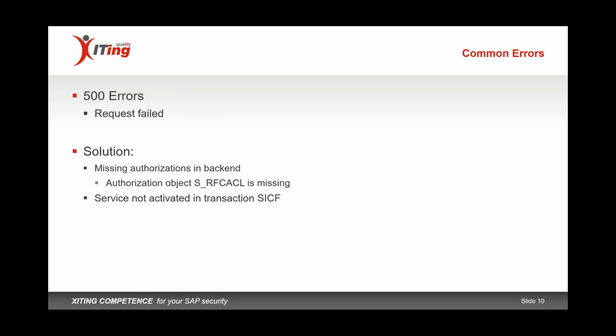Others that we commonly see are the 500 errors where we have requests failed. And that could be more user specific. It could still be because a service is not activated in transaction SICF, so it exists but is not activated, but very often it's also authorization related. And that's mainly because of missing authorization in the backend. So for example, it could be the S_RFC ACL authorization object is missing or not properly authorized. So those 500 errors are more common from a user perspective. So not every user might have the same error, where the 403 usually is the same for every user if they're on the app. The 500s could also be user specific, with user specific authorizations.